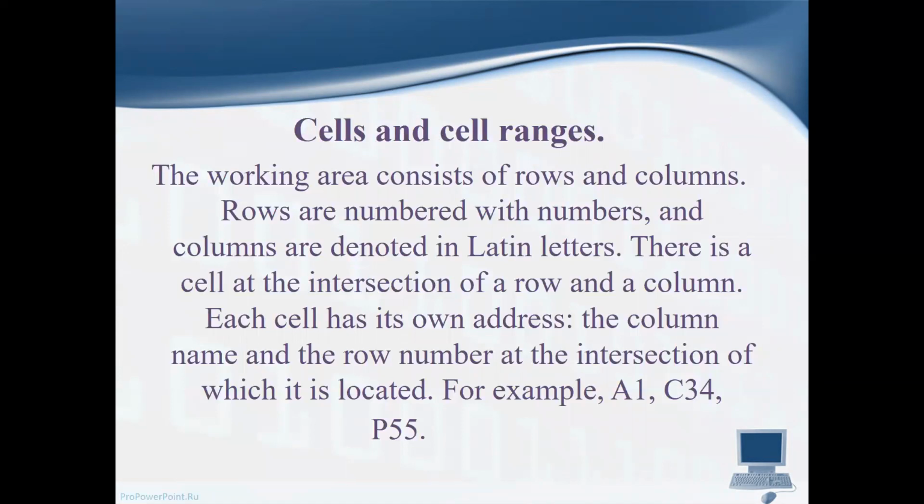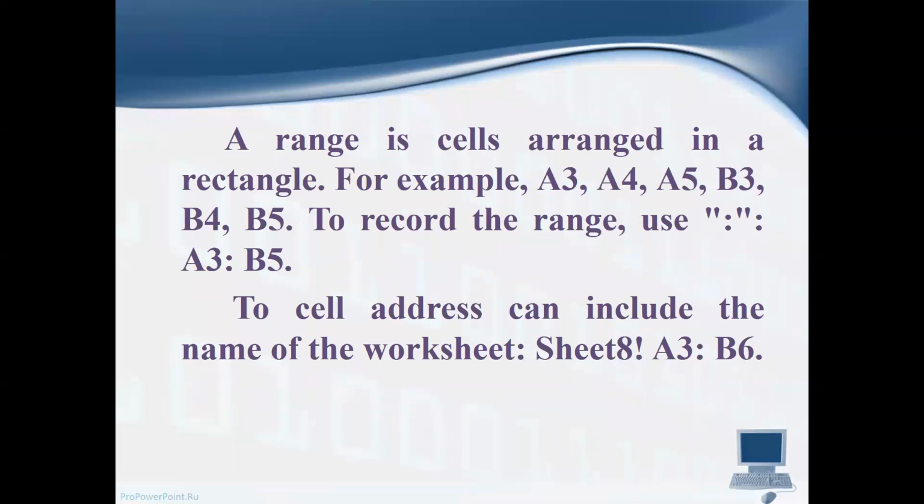Cells and cell ranges. The working area consists of rows and columns. Rows are numbered with numbers and the columns are denoted by Latin letters. There is a cell at the intersection of a row and a column. Each cell has its own address: the column name and the row number at the intersection of which it is located. For example, A1, C34, P55. A range is cells arranged in a rectangle.